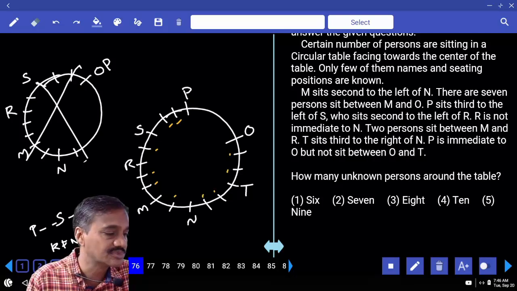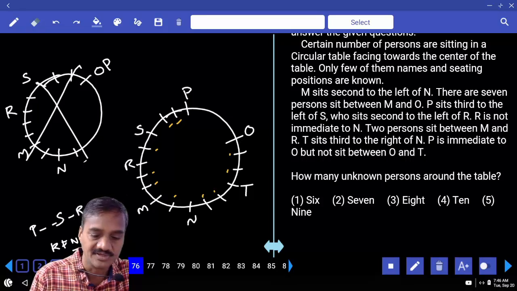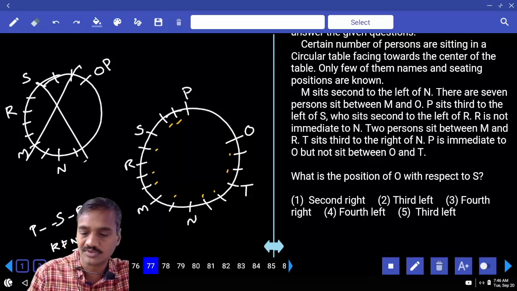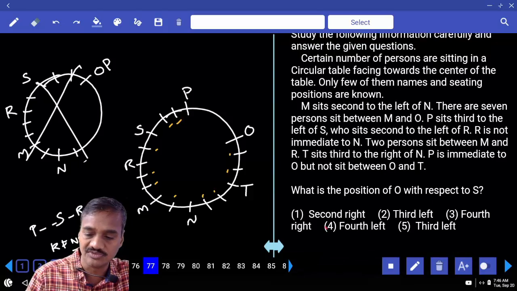Choice 4, question number 76. Then 77. What is the position of O with respect to S? O with respect to S: 1, 2, 3, 4, 4 to the left. 4 to the left, that is choice 4, 77.